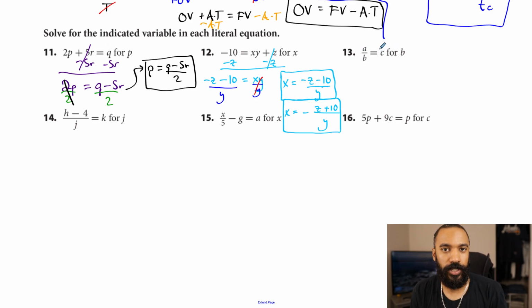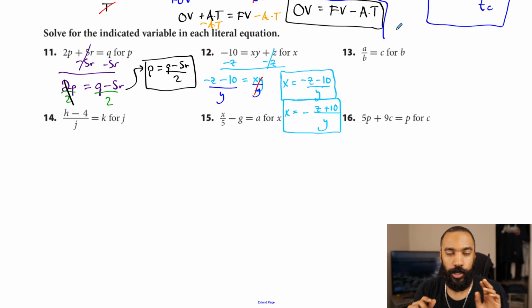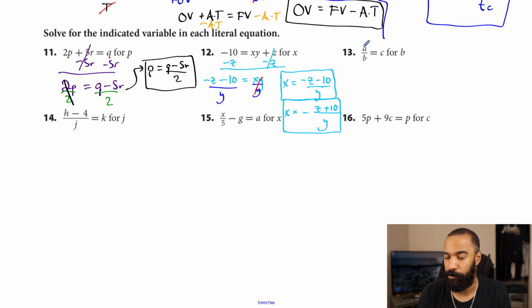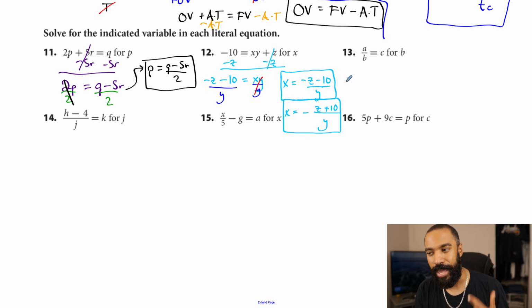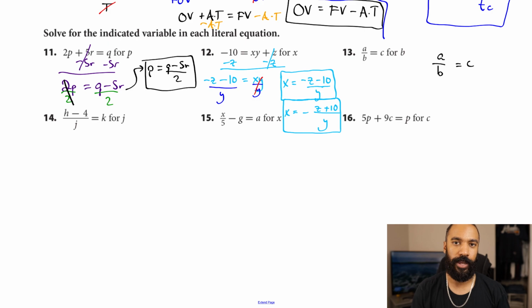Number 13. A divided by B equals C. Let's solve for B. Now, B is in the denominator. When you're solving for a variable and it's in the denominator, we can't just say something like, let's divide both sides by A. Even if you did, B would still be in the denominator. So I have to make sure that B is in the numerator before I start anything else. So when A divided by B equals C, let's get B back up in the numerator. How? Notice what happens when something's being divided. What we end up doing is we multiply both sides by that denominator.